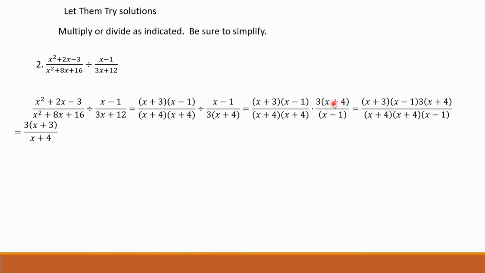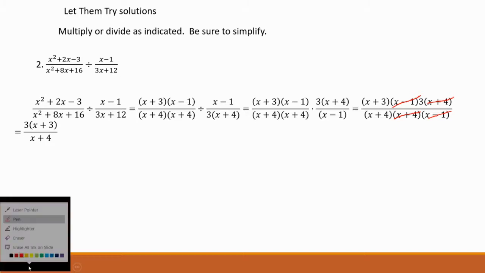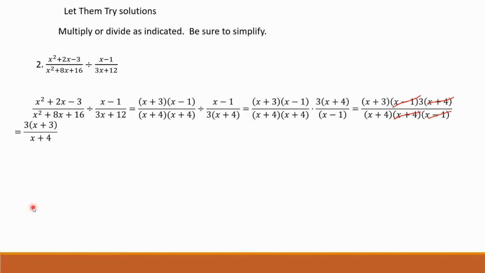What we do here is we flip, as you can see, and then we actually multiply. And we actually can cancel a bit; there is some cancellation that occurs. The x minus 1 cancels, and x plus 4 does as well. Hopefully I didn't make any mistakes. So we get x plus 3 times 3, or 3 times x plus 3, over x plus 4. So this here is what we get.